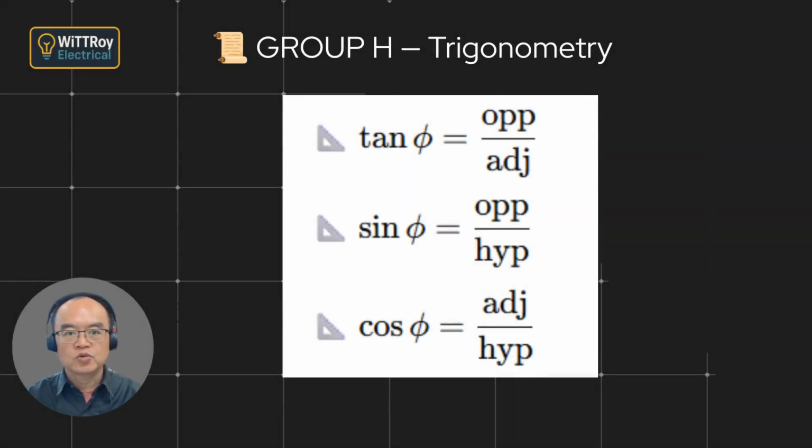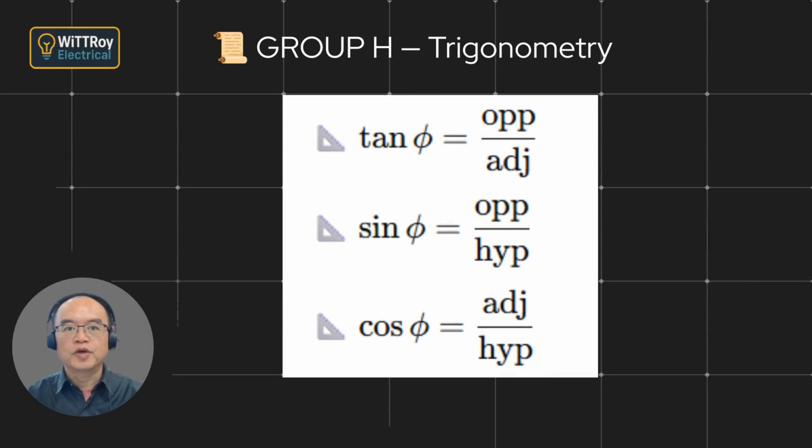Now we are starting Group H, which is basic trigonometry. These formulas describe the three main trigonometric ratios for a right triangle. They help us understand phase angles and relationships in AC circuits. Let's go through them. Now we go to the first trig formula. The formula is tan phi equals opposite divided by adjacent. Repeat, tan phi equals opposite over adjacent.